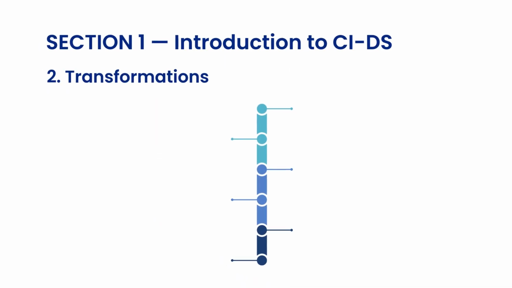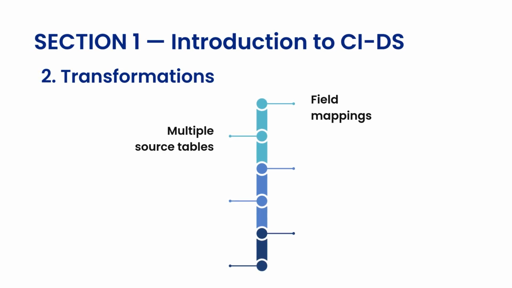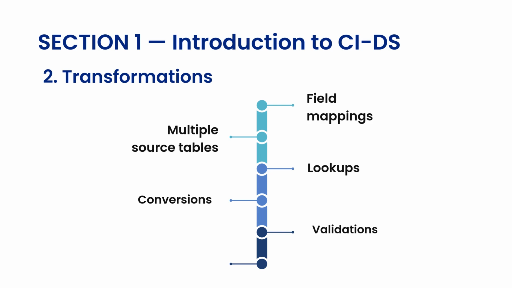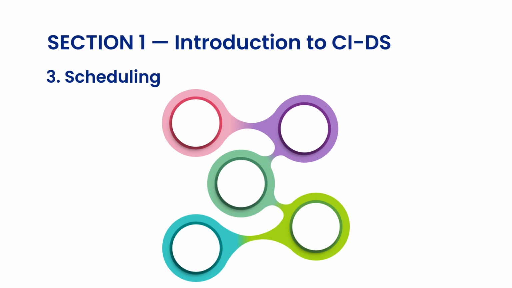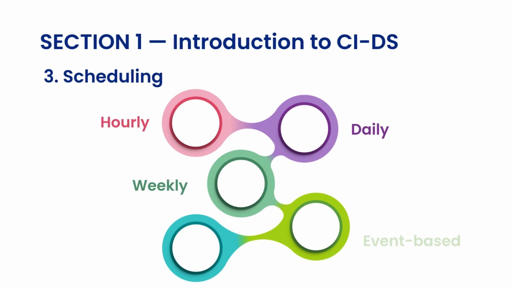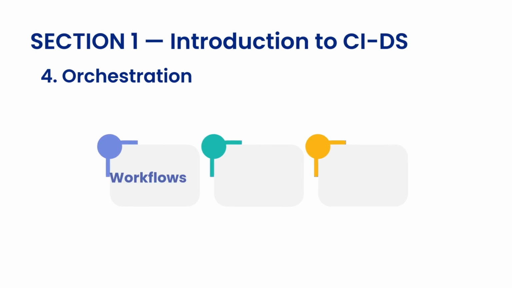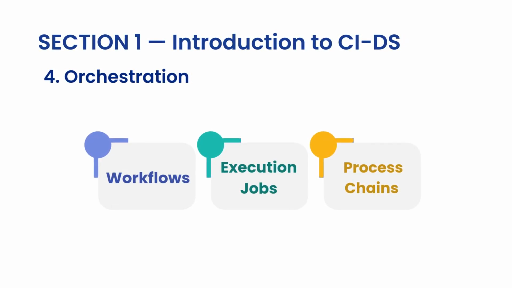2. Transformations. CIDS can handle complex logic such as field mappings, joins across multiple source tables, lookups, for example product hierarchy, conversions, date formats, number formats, validations, rejecting invalid rows, and delta logic, loading only changes. 3. Scheduling. We can schedule hourly, daily, weekly, event-based, or manual triggers. 4. Orchestration. We combine multiple tasks into workflows, execution jobs, process chains, if multiple dependencies exist.